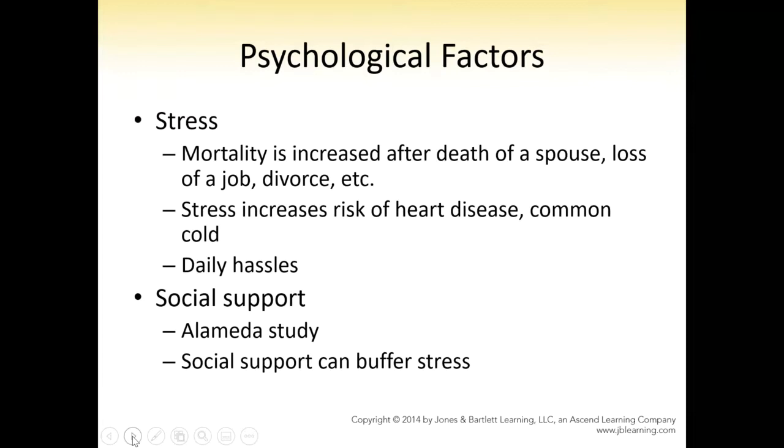There's also this idea of social support. When people have a strong social support network, they generally have better health outcomes. There is a study called the Alameda study, you can read about it in your book, that looks at the impact of having a strong social support network and health. In addition, having a strong social support network can also buffer the impact of stress. So people who have strong social supports around them are better able to handle stress compared to those that do not have an effective social support system around them.